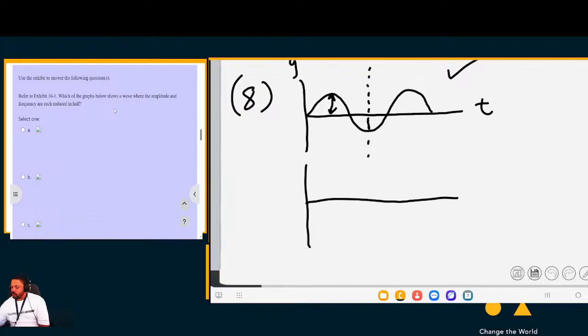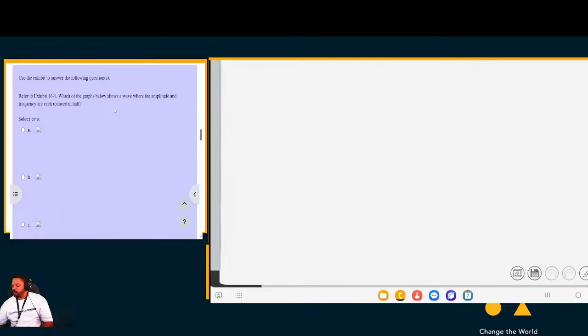Sorry, let me draw it again. So it looks something like this. That's what the wave would look like. But remember, we are also halving the amplitude. We are halving the amplitude. So the actual answer would look like this. The amplitude would be halved and the wave's frequency would be halved.